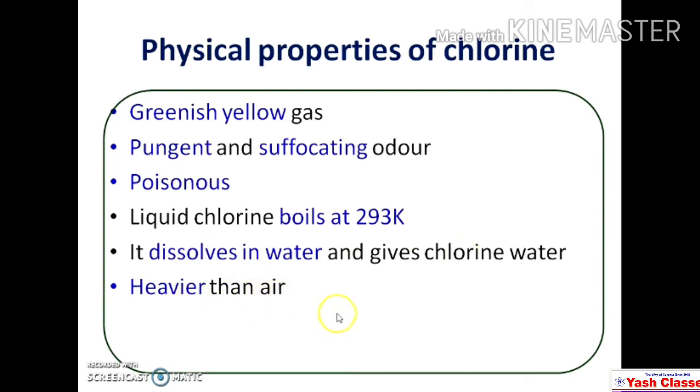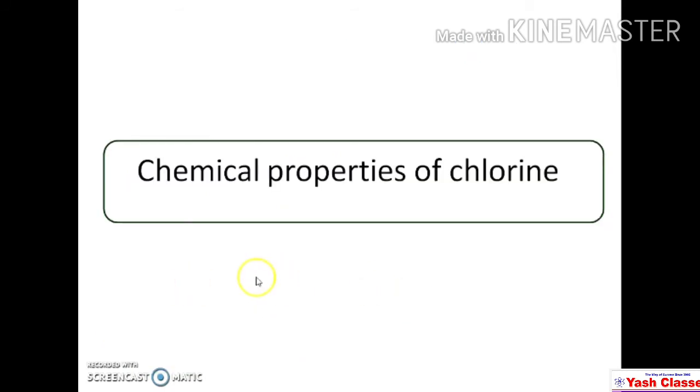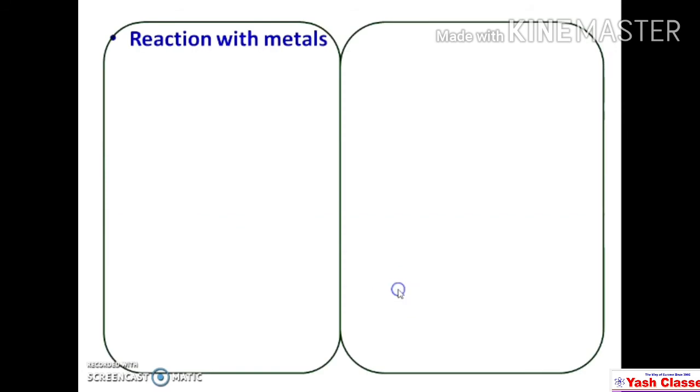Chlorine gas is heavier than air, and therefore as soon as chlorine leaks into the air, it settles on the floor. Now the next point, chemical properties of chlorine. The first reaction is the reaction of chlorine with metals. Chlorine reacts with most of the active metals, and there is a formation of corresponding chlorides.